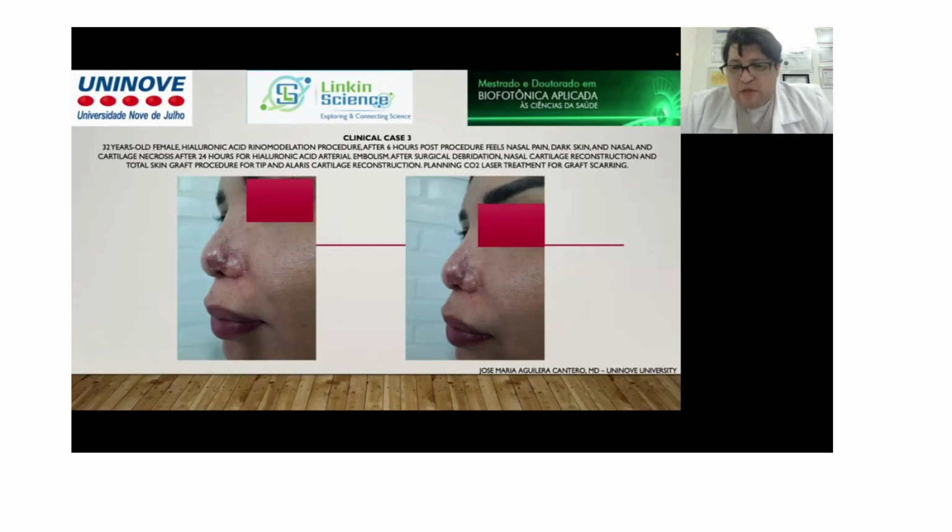So the team of plastic surgeons made the reconstruction with a skin graft from the post-auricular skin area, and we see how it looks here. Particularly, I would prefer to do a flap, but the team preferred to do the complete skin graft.